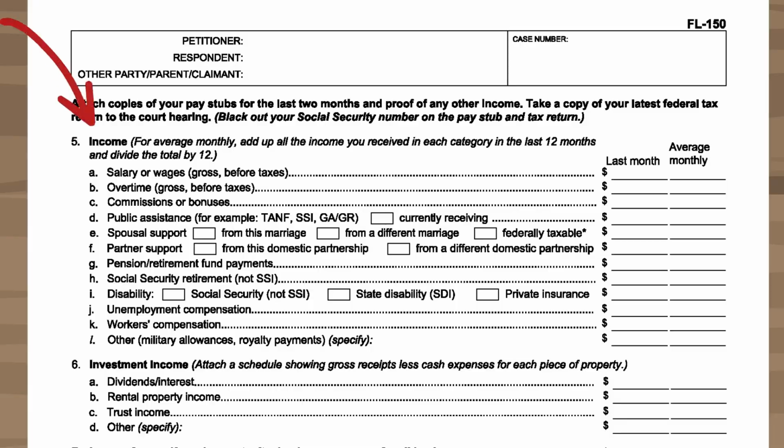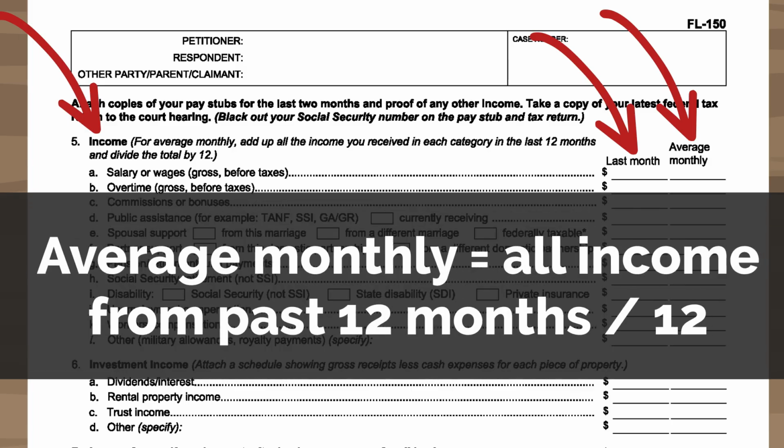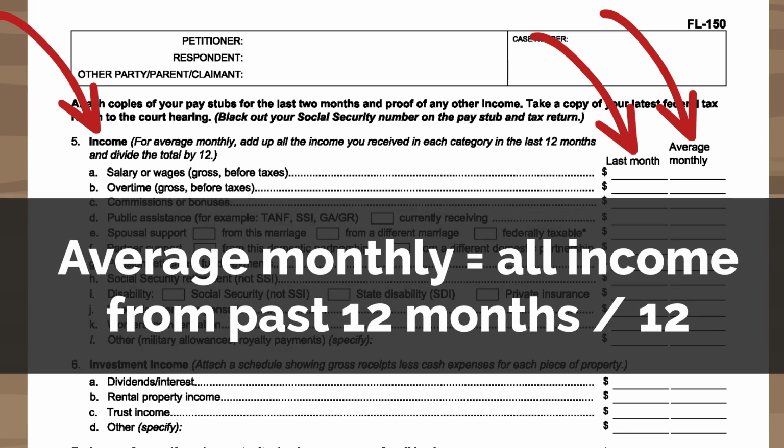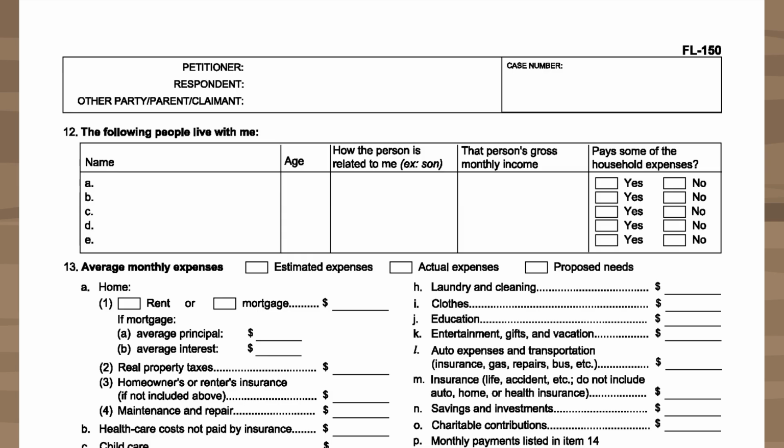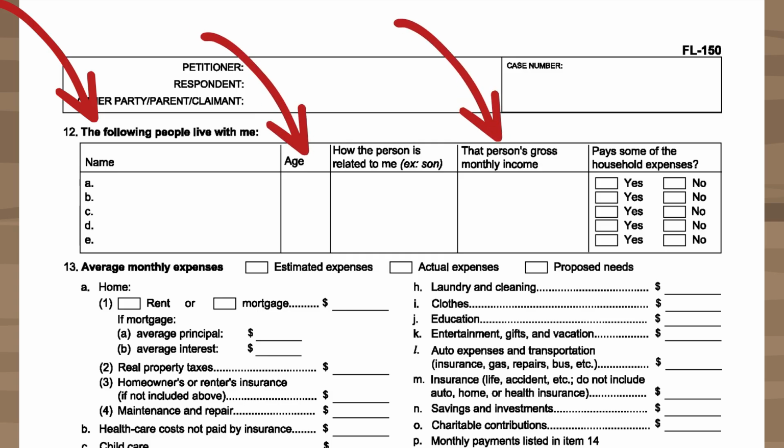In item 5, you need to detail your last month's income and your average monthly income from all sources, using the amount before taxes. To calculate your average monthly income, add up all of your income from the last 12 months and divide it by 12. Item 12 asks you to list everyone who lives in your household, their age and income, and if they contribute to the household expenses. This includes minor children who live with you.